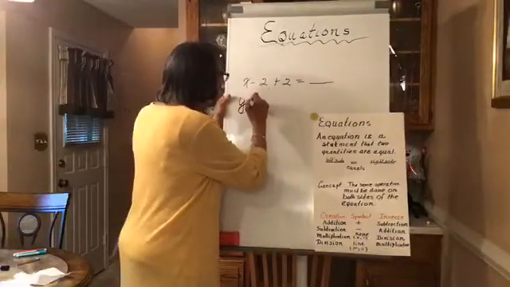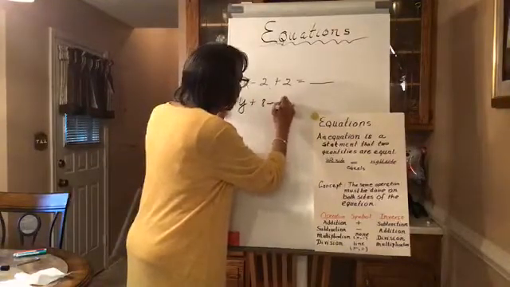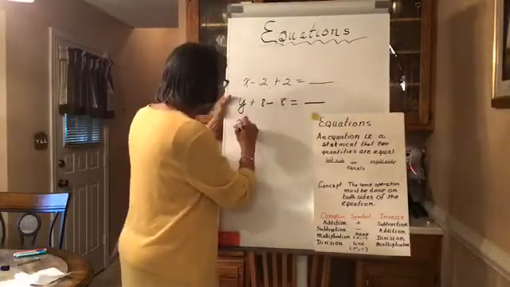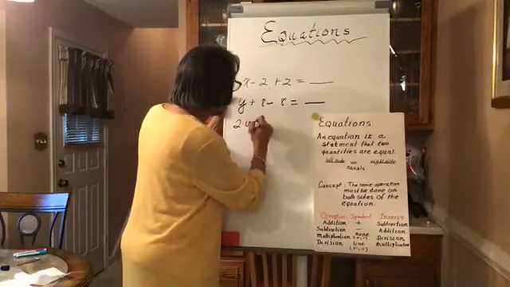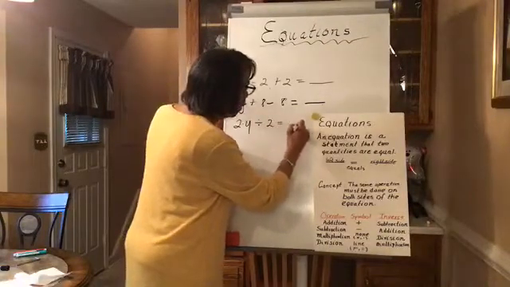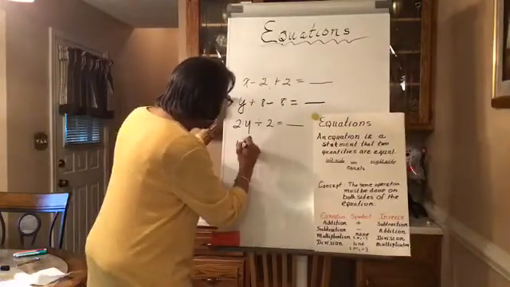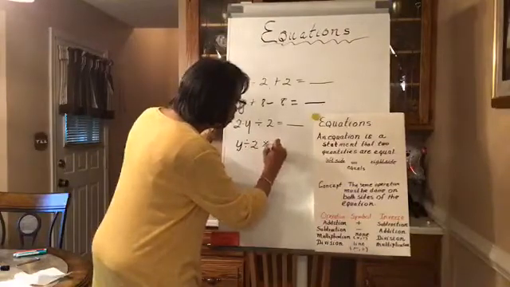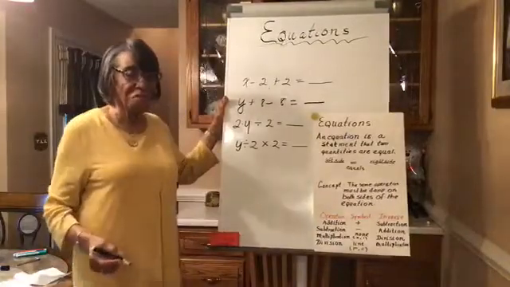Y plus 8 minus 8 equals what? 2 times Y divided by 2 equals what? And Y divided by 2 and then multiplied by 2 equals what? Let's see if you can transfer what we just said.